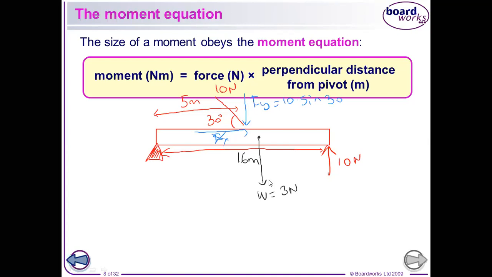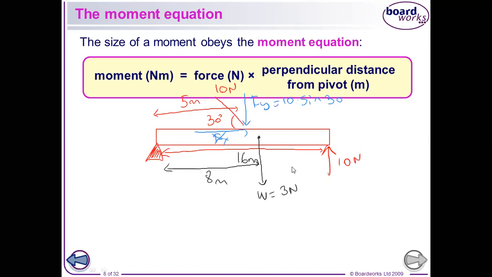And also, before that, I have to decide the distance of my weight. My weight should always be at the center of gravity, right? The geometric center. So what is the distance between the pivot and the weight in here, if the total distance is 16 meters? 8. Great. So the distance between the weight and the pivot should be 8 meters.